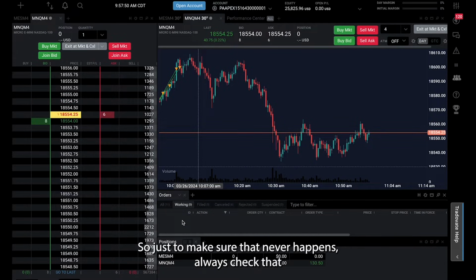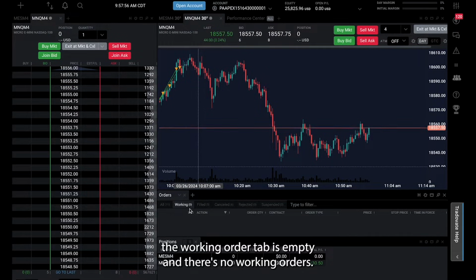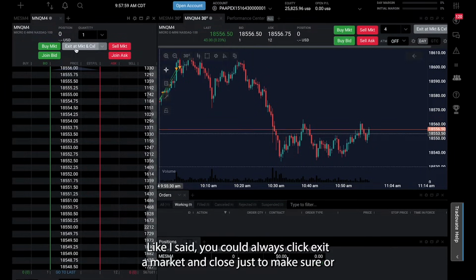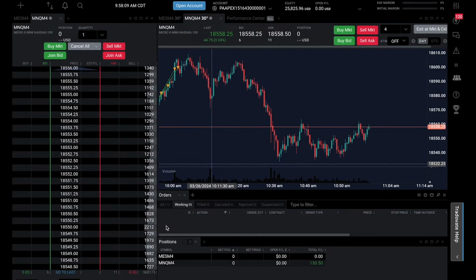So just to make sure that never happens, always check that the working order tab is empty and there's no working orders. Like I said, you could always click exit at market and close just to make sure, or cancel all. And that's it, folks.